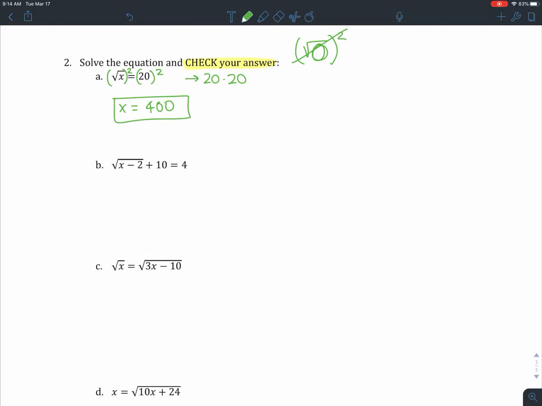Now, let's check our answer. Does the square root of 400 equal 20? Yes. Over here, before I can square both sides, I need to remove the number outside of the radical. So we get -6. Oh, now, you guys, we could technically stop here because the square root of anything should not equal a negative number.